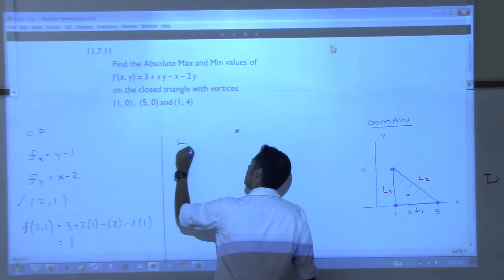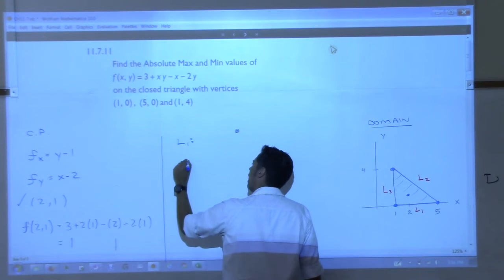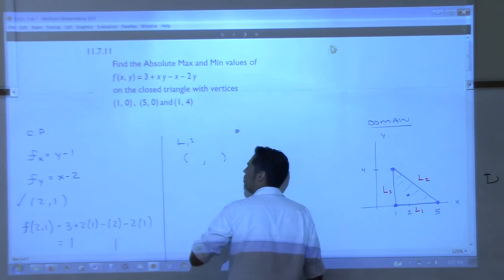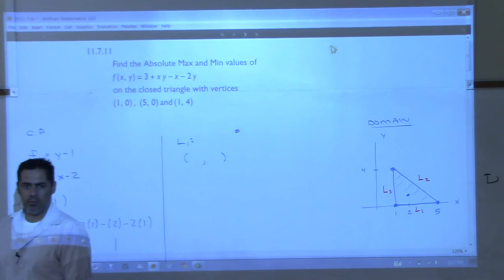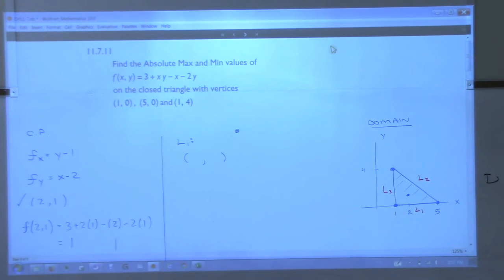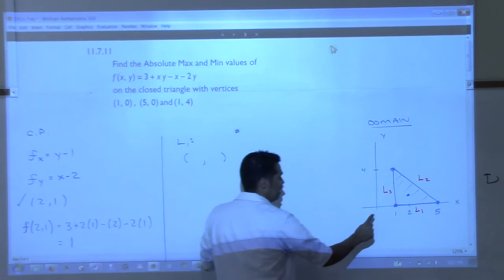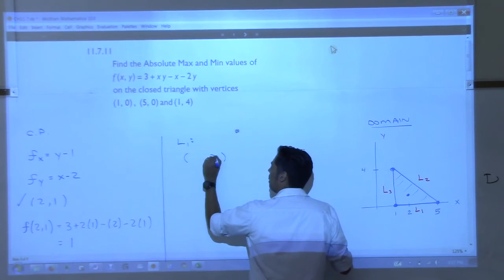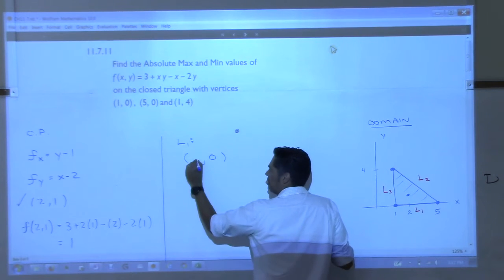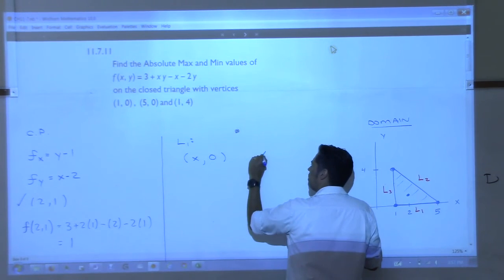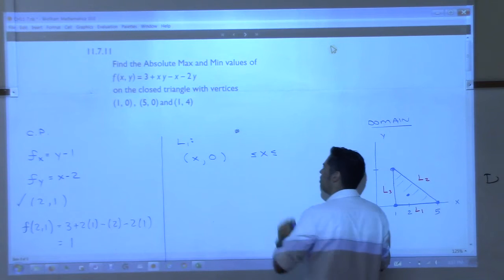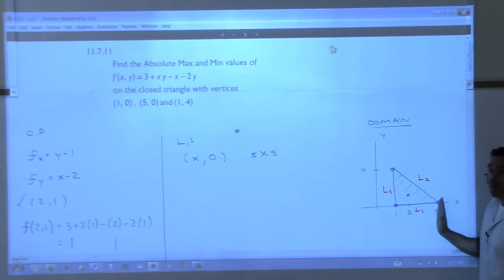On L1, tell me about every point that you would be trying to plug into the function. What do all the points on L1 look like? As an ordered pair, what do they look like? (something, 0). What's 0? The y coordinate, right? So if you're on this line segment, your y coordinate is 0. And your x coordinate, well, it's just x, right? But that x is not unbounded. It must live between 1 and 5, right?